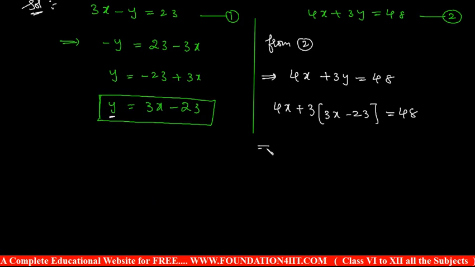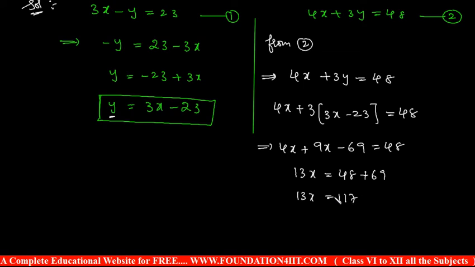So we can simplify this: 4x plus 3 into 3x, that is 9x, minus 23 into 3, that is 69, is equal to 48. 4x plus 9x is 13x, and 69 we take to the other side. So 13x is equal to 48 plus 69, which is 117. x is equal to 117 by 13. Now we can cancel this: 13 ones are 13, 13 nines are 117. So x is equal to 9. I got the x value now.